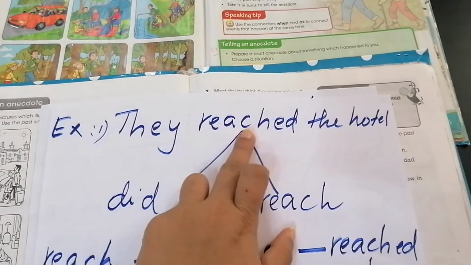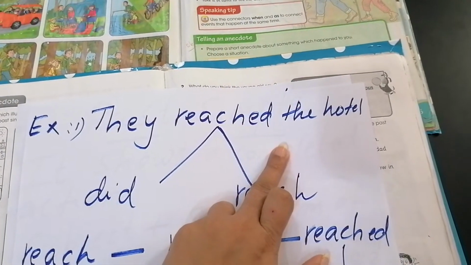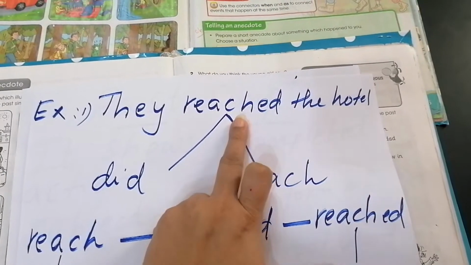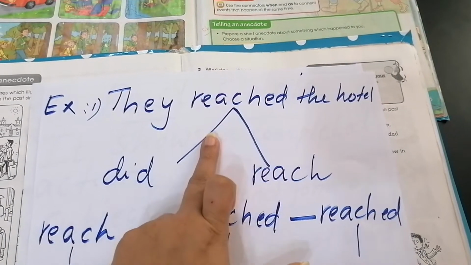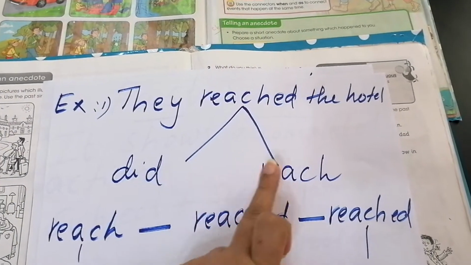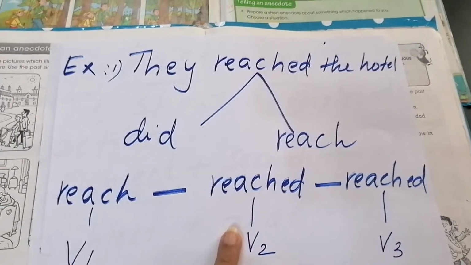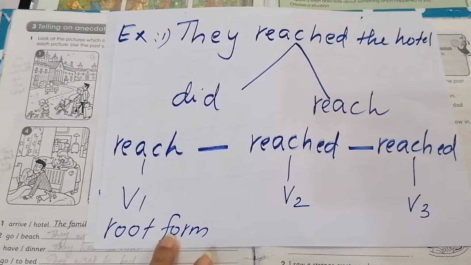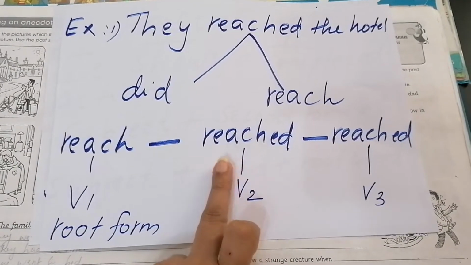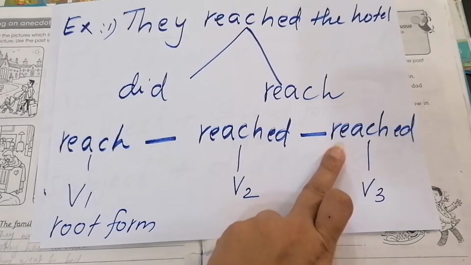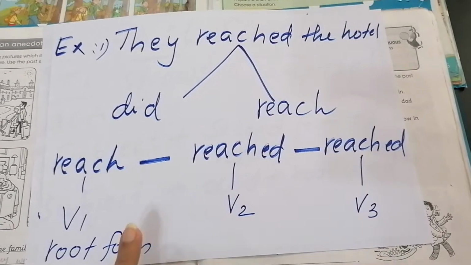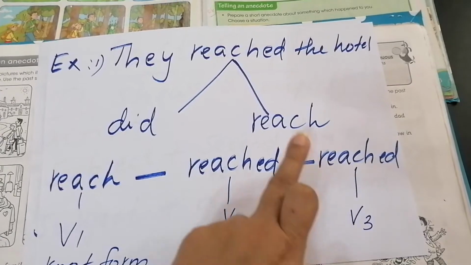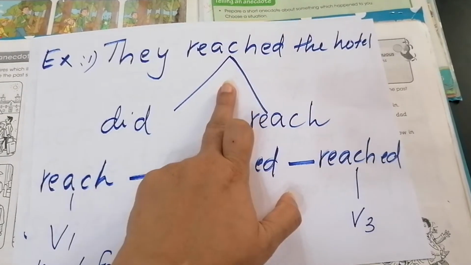They reached the hotel. Here, they is the subject and reached is the verb. How can we split reached? Did plus reach. The three forms of reach are: reach is the V1 or root form, the second form is reached, V2, and the third form is reached, V3. So each verb has three forms, V1, V2 and V3. In past simple, we are using the second form, reached.